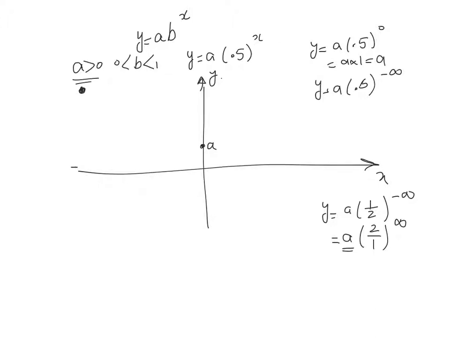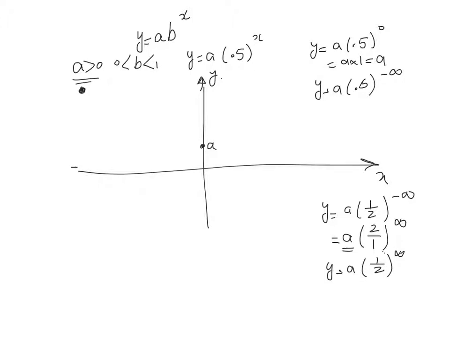Now let's assume that x goes to plus infinity. So we are going to have y is a times 1 over 2, which is 0.5, because we are assuming that b is 0.5, exponent plus infinity. 0.5 to a positive infinity is going to give us 0.